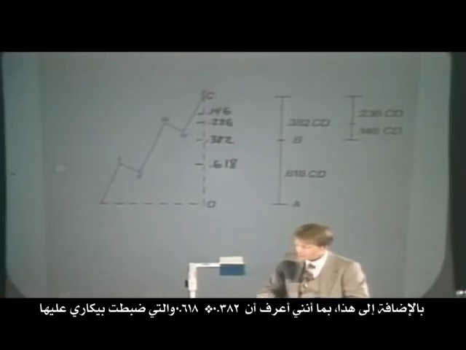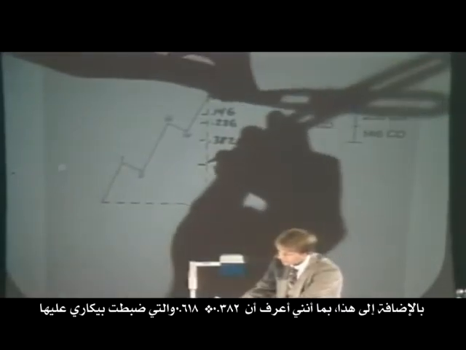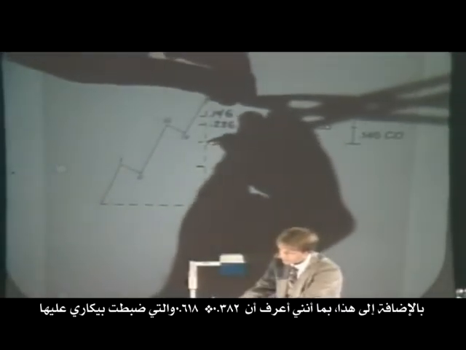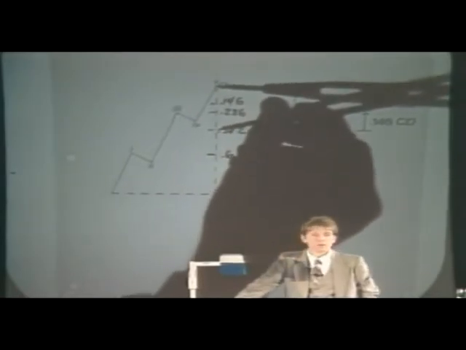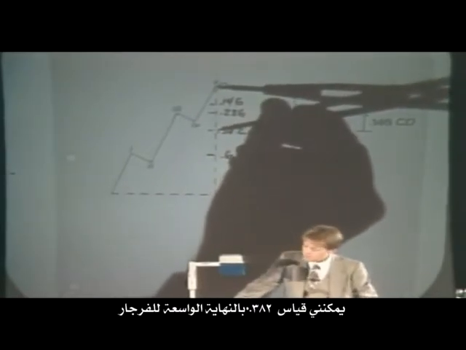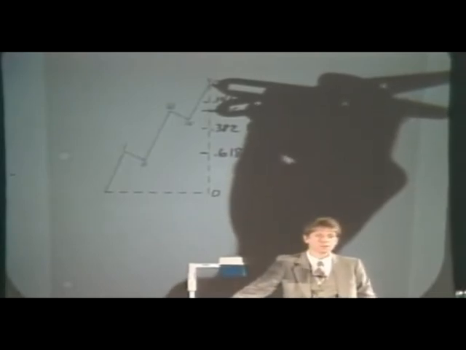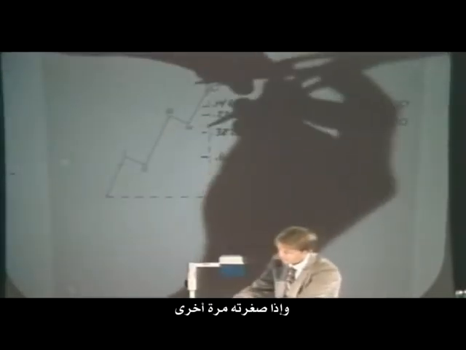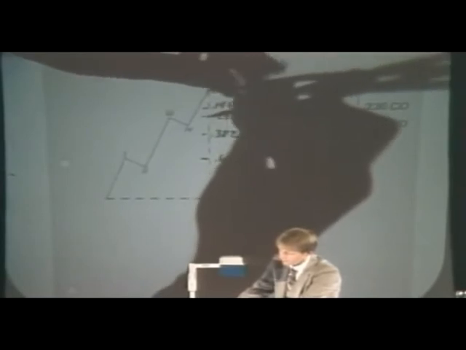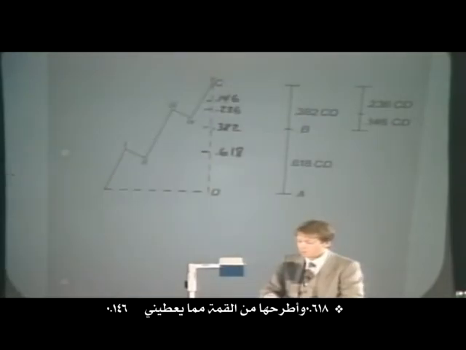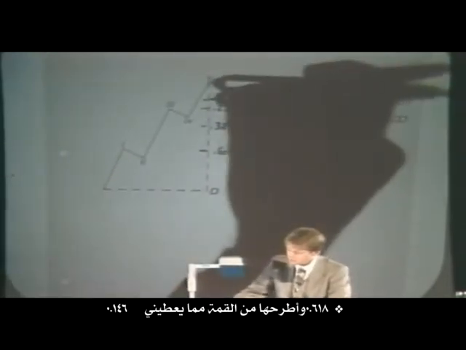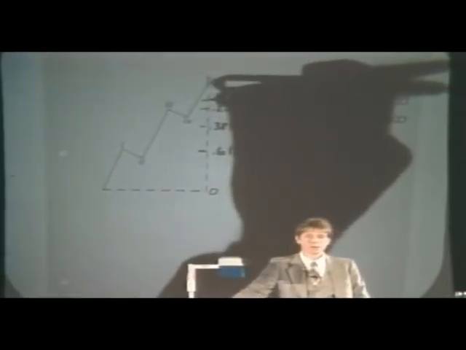Additionally, since I know that 382 times 0.618, which is how I have my compass set, will give me 0.236, I can measure 382 with the wide end of the compass. 618 of 382 is 236 on the narrow end of the compass, and so on. I contract it one more time. With the wide end of the compass, I measure 0.236 times 0.618, subtracted from the peak, gives me 0.146.